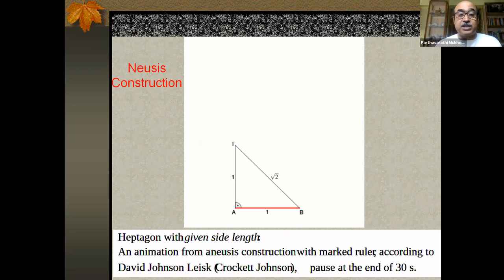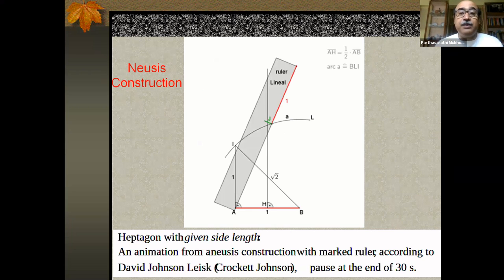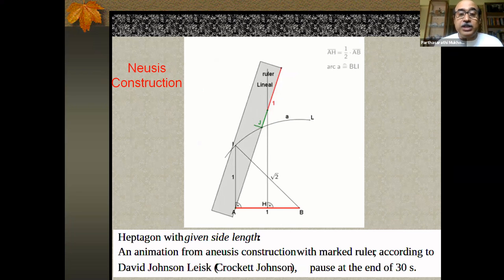Finally, I will end with the last construction of the regular heptagon. That's another beautiful construction. This uses neusis once again. This is by someone known as Crockett Johnson. There's a book by him. The proof again is with me if you are interested. So this is how it is being done.